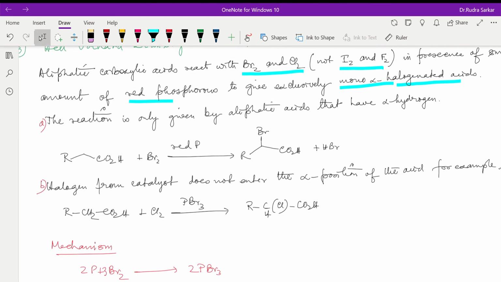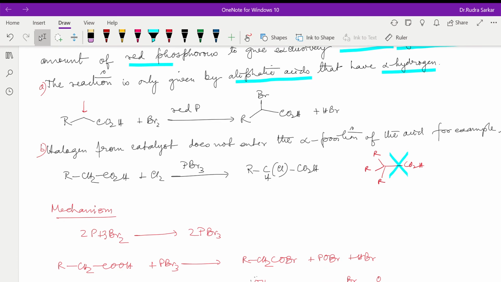The reaction is only given by aliphatic acids that have an alpha hydrogen. So this is the most important part. If there is no alpha hydrogen here, such acids will never react. So suppose I give you an acid like this, or this, it will not undergo the HVZ reaction.